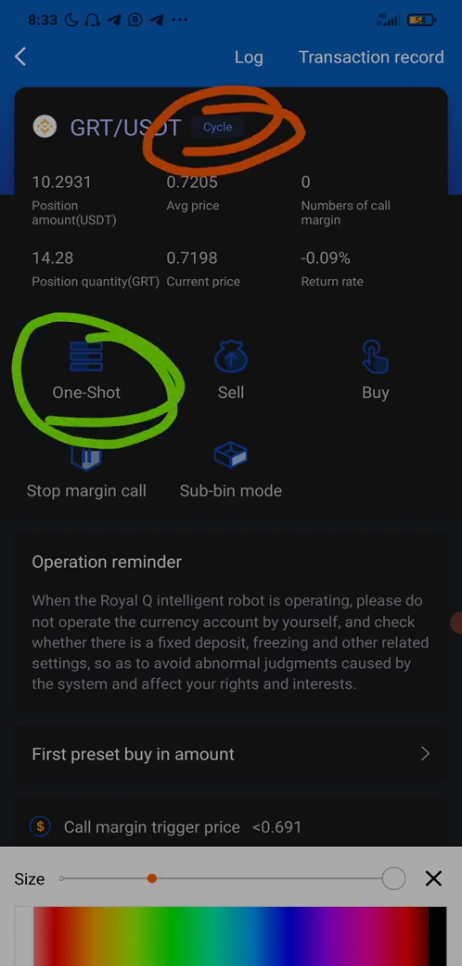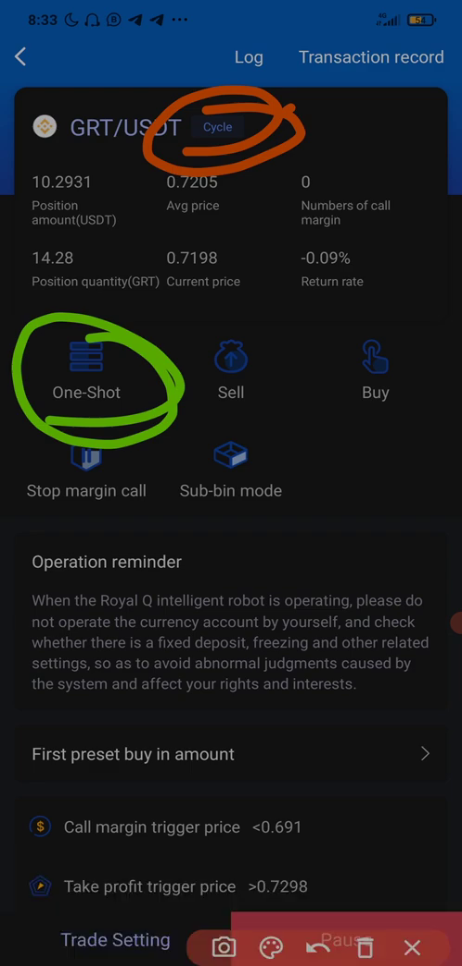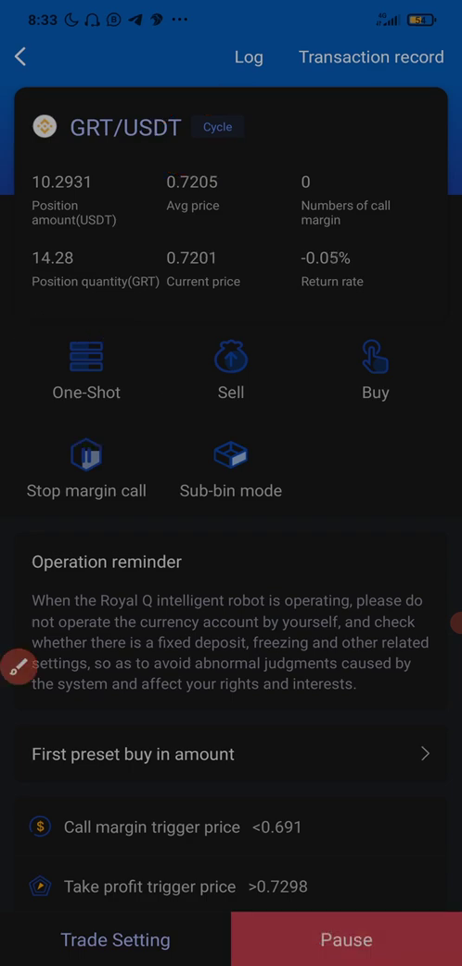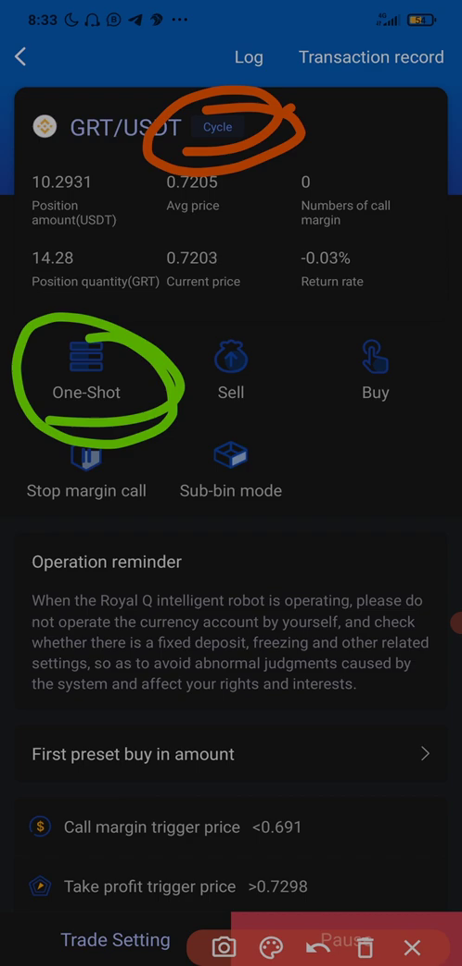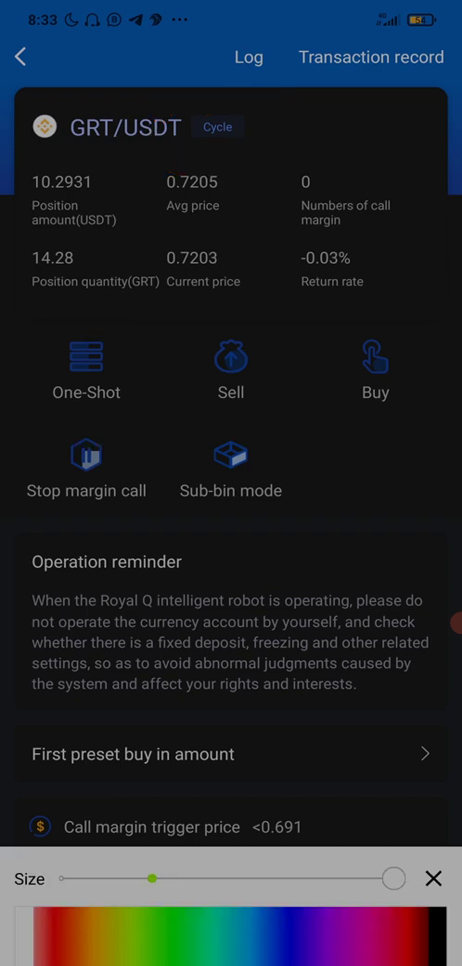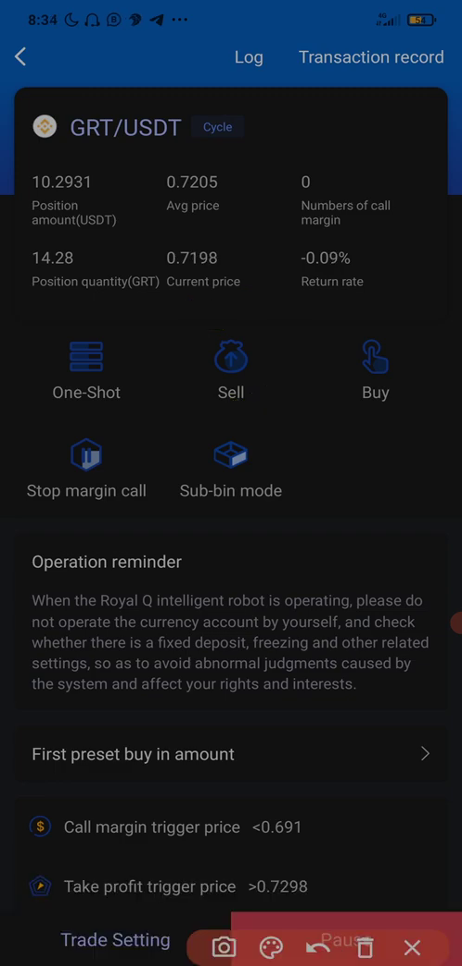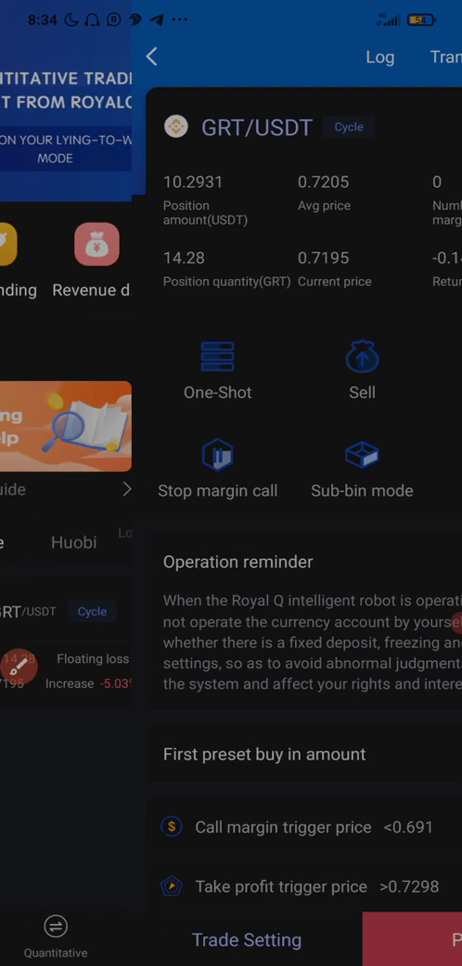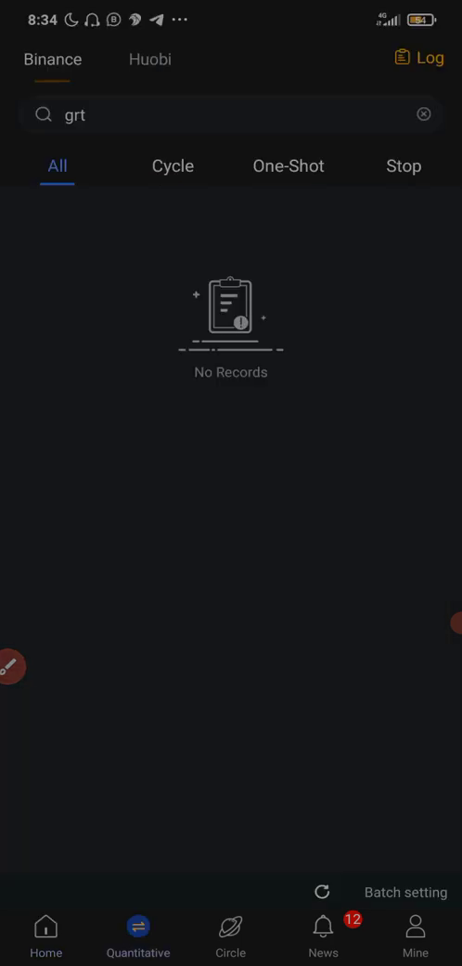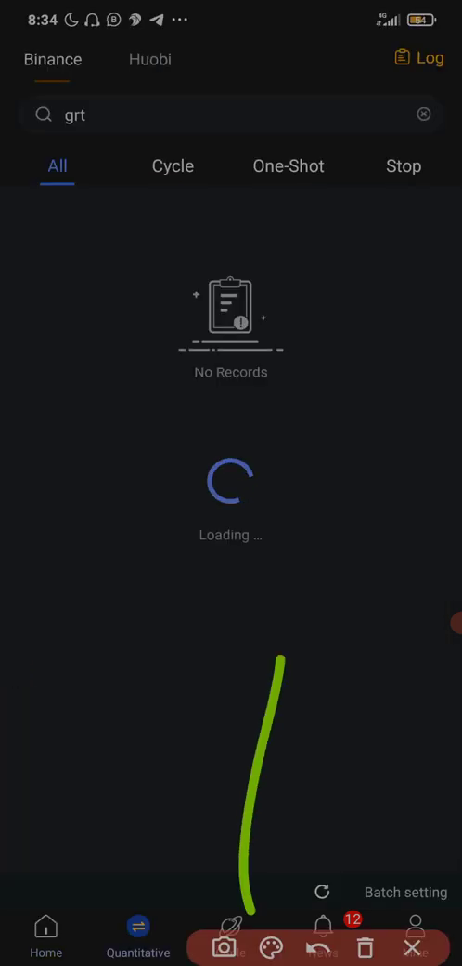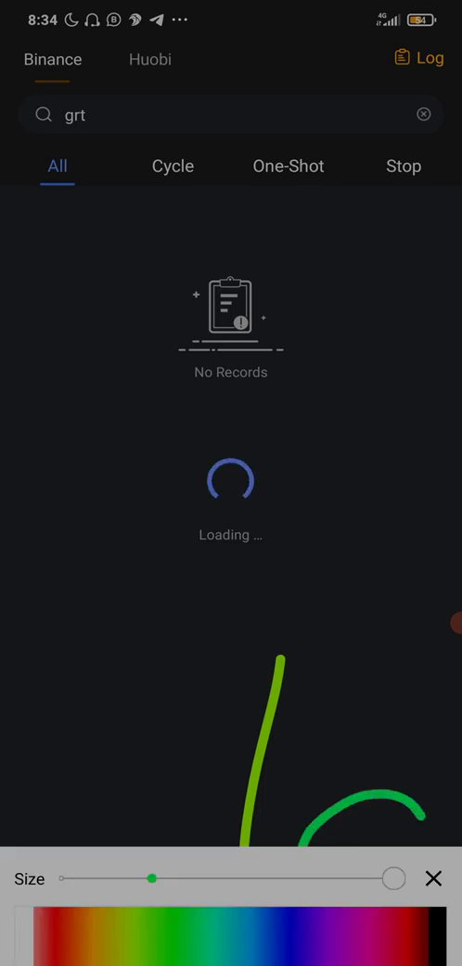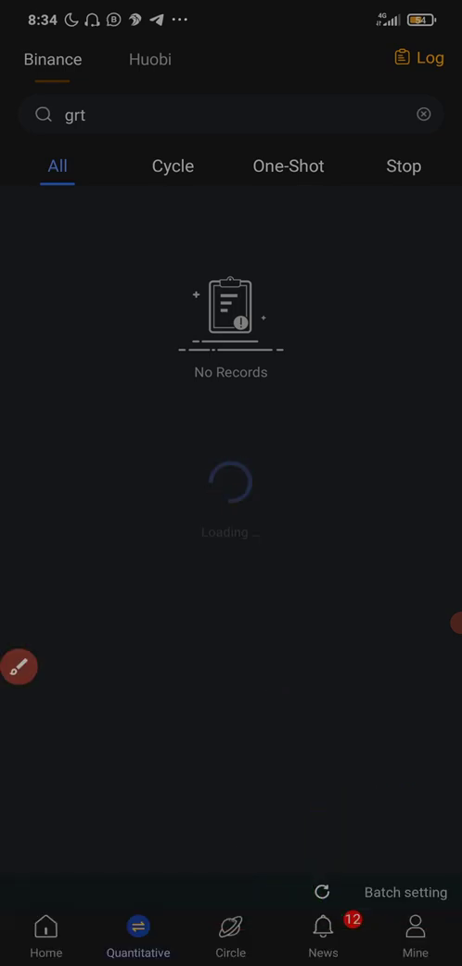So this cycle means this coin will continue to buy and sell and take profit for us for as long as we want, except if we decide to just close it or stop it manually, I mean to say, by clicking on sell. And also let's say you open multiple trades, once you click on quantitative, you are going to see batch settings here. So once you click on batch settings, you will be able to close all the trades.